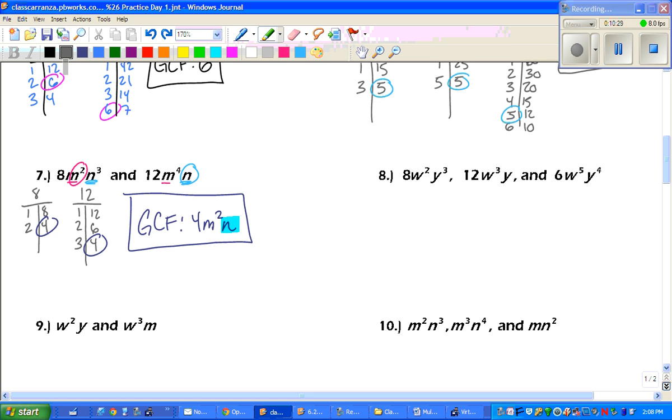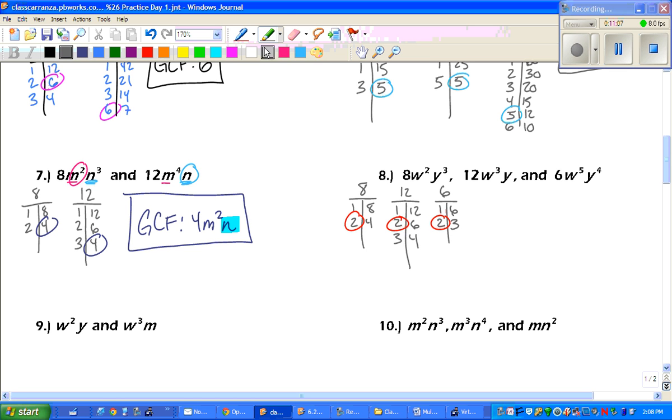Okay, let's try another one. So the first thing we have to do is look at the numbers. So 1 and 8, 2 and 4. 12. 1 and 12, 2 and 6, 3 and 4. 6. What numbers multiply to get to 6? 1 and 6, 2 and 3. So our GCF, the highest number that all of them have in common, is 2.